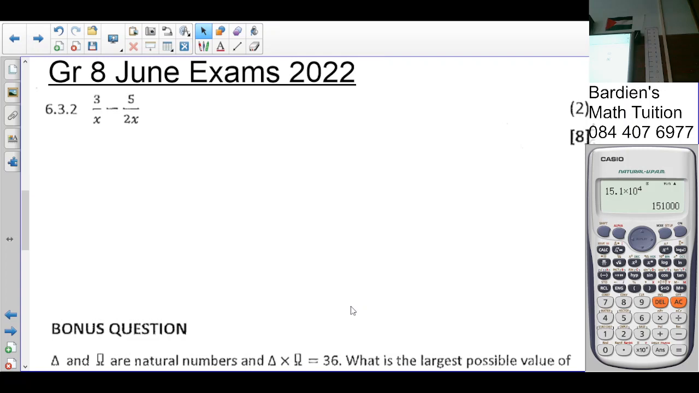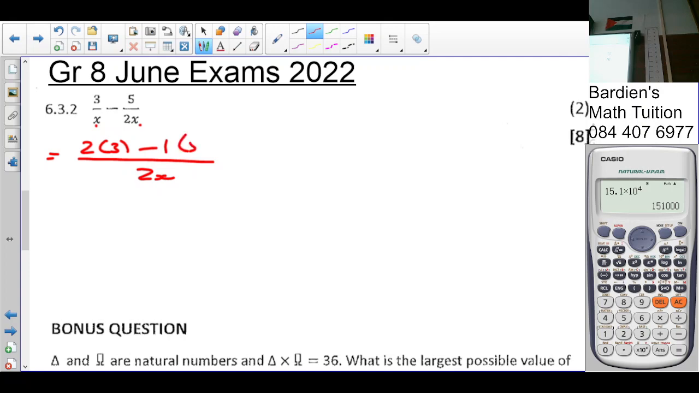The next one, your LCM here is 2x. x times what is 2x? 2. So it's 2 times 3 minus 2x times 1, so it's 1 times 5. 2 times 3 is 6 minus 5 over 2. 6 minus 5 is 1 over 2.